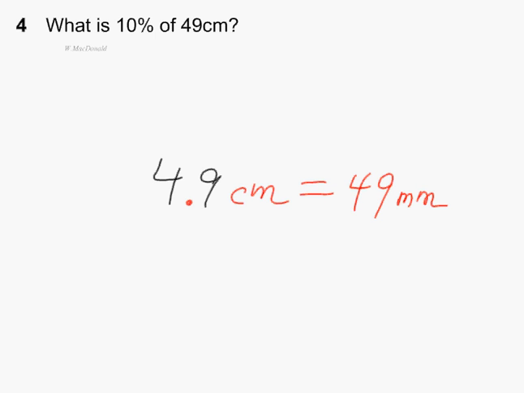So if you made a metric conversion for 4.9 centimeters, you could actually say it's 49 millimeters, because 10% of a centimeter is a millimeter. That's just an enrichment question. If you understand that, that's great. But you don't have to know that.